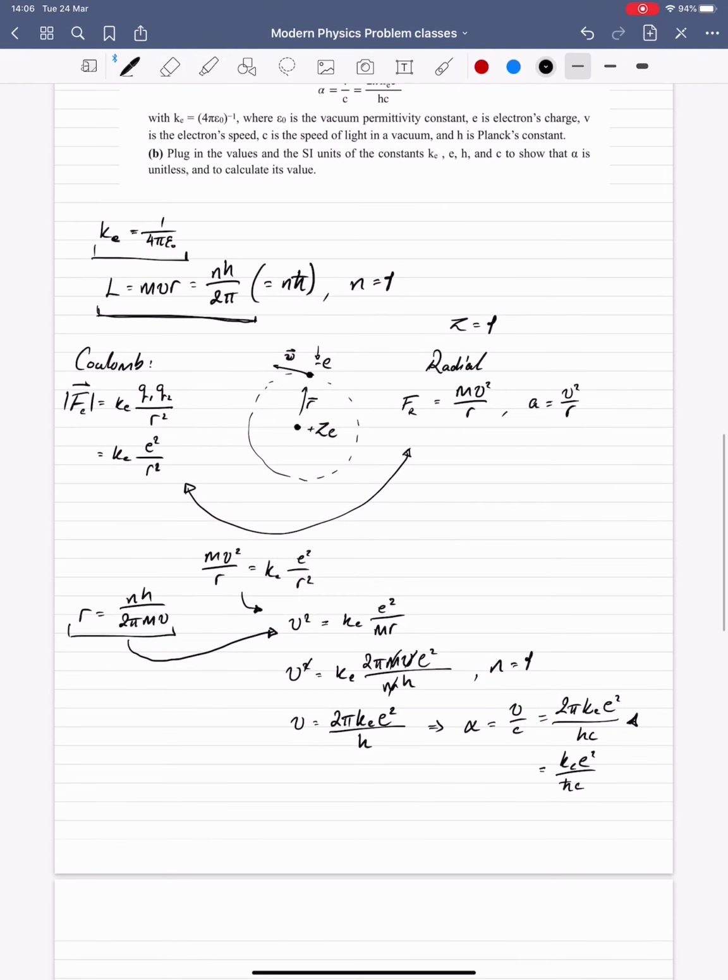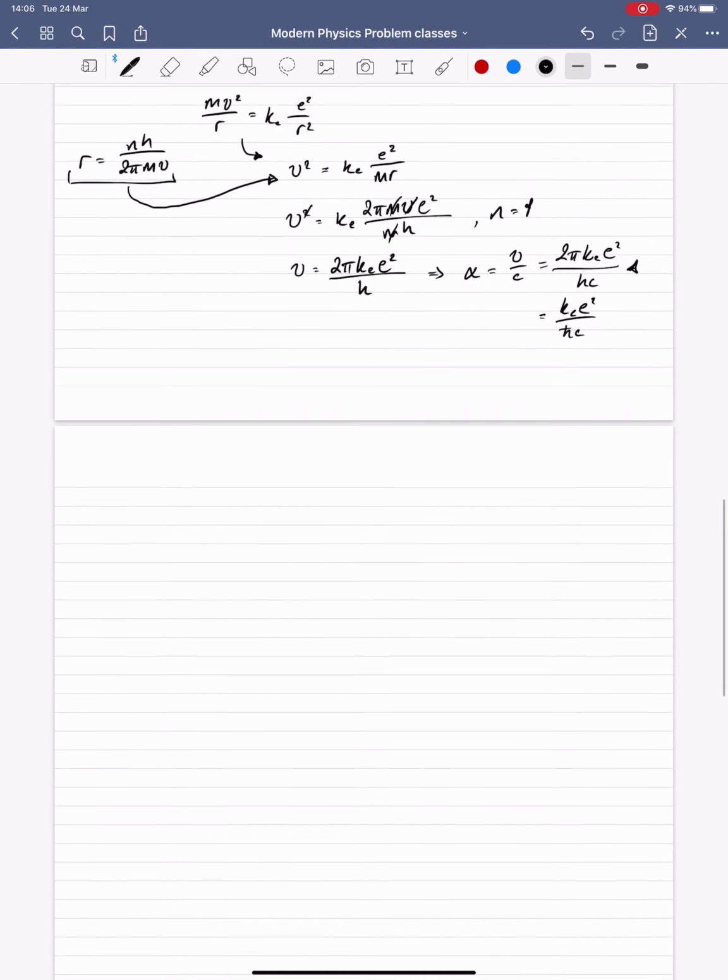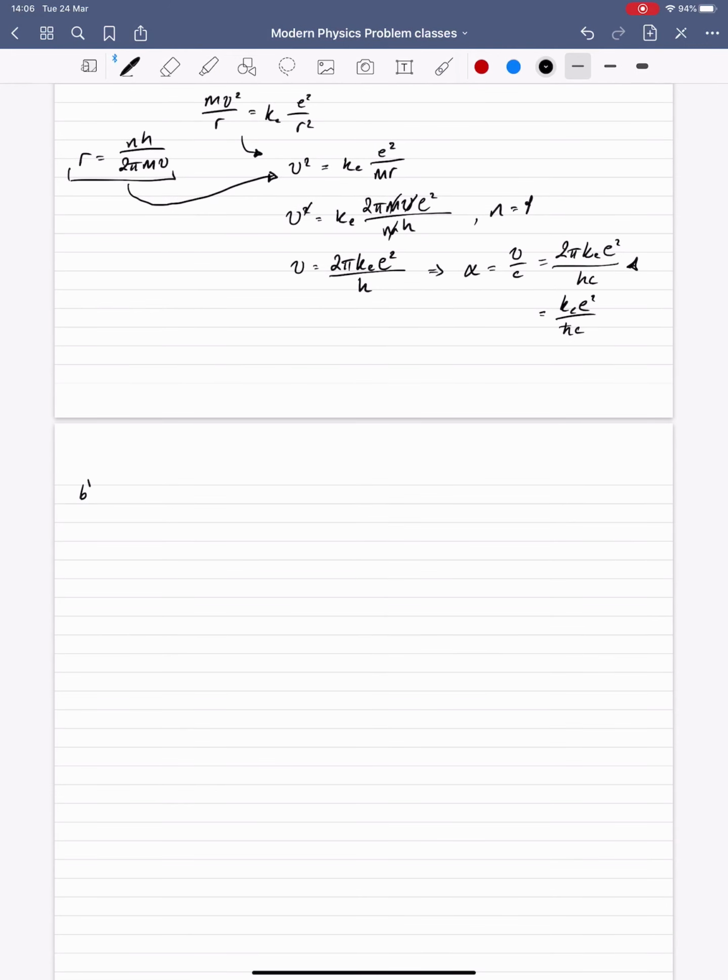Now, what is the next question? Plug in the values and the SI units of the constants Ke, e, h, and c to show that alpha is unitless and calculate its value. Right, so part B. Let's write this out again. Alpha is equal to Ke e squared over h bar c.